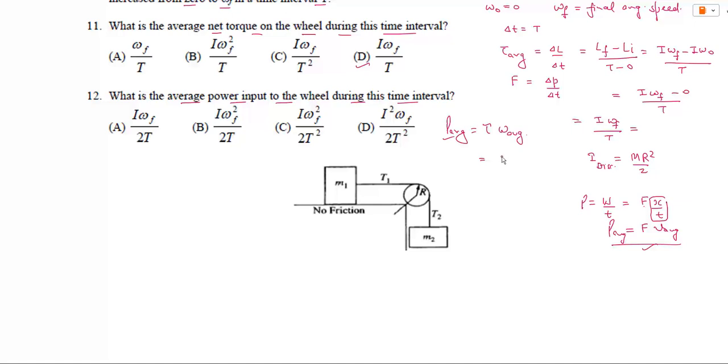So what is torque? Average torque we have calculated, na? Into average velocity.